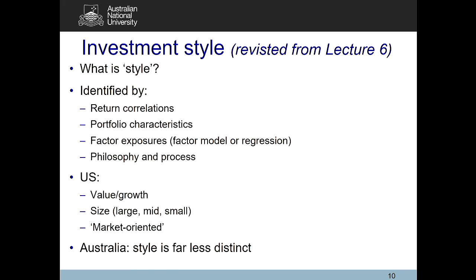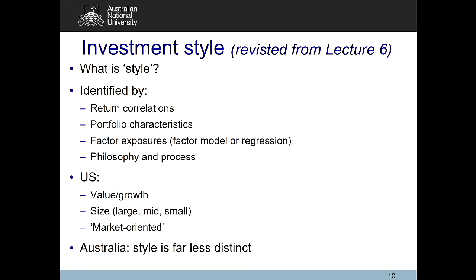The other thing we looked at in week 6 was investment styles in the way they're defined typically in the US. So value versus growth, capitalization styles, so large, mid, small cap, and market-oriented styles. In Australia, it is harder to separate funds by their style. The reason is that in the US, if you have a value fund, it will be called a value fund and typically benchmarked to a value index. In Australia, there's a larger proportion of funds that are benchmarked to broad indices.